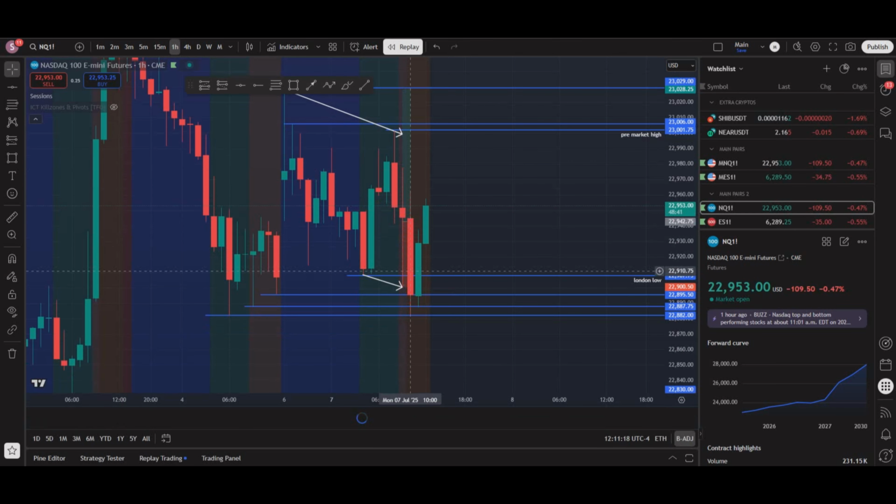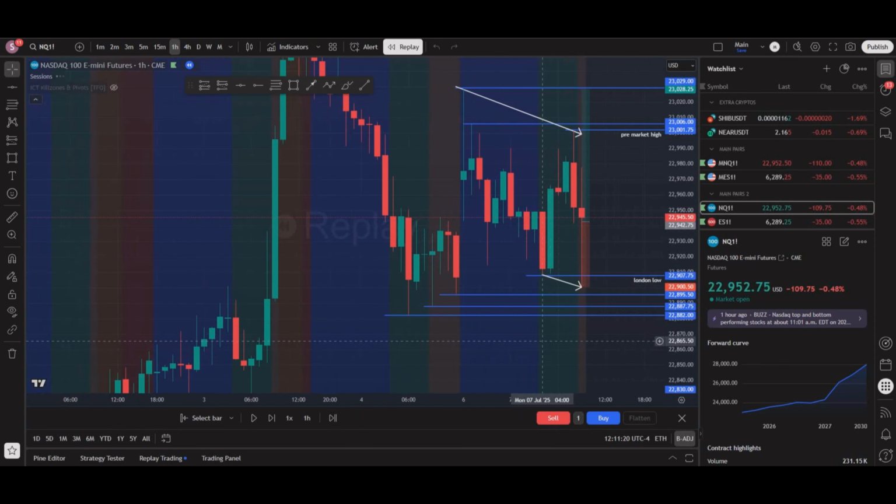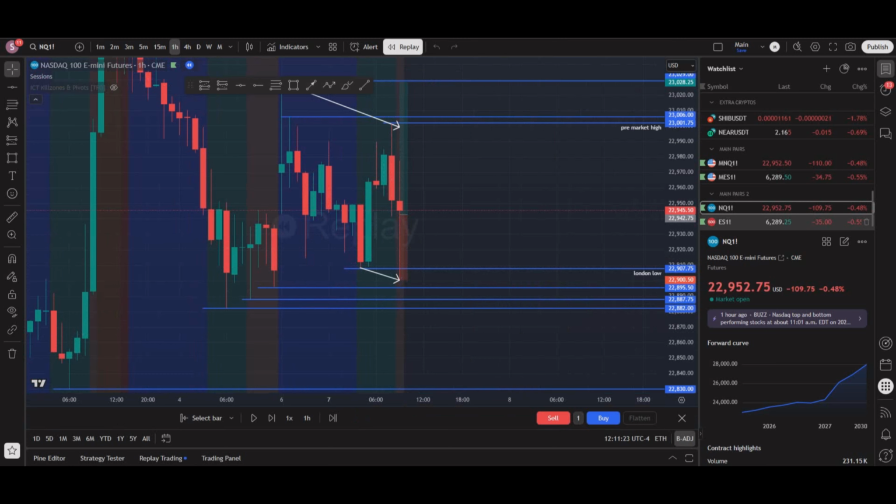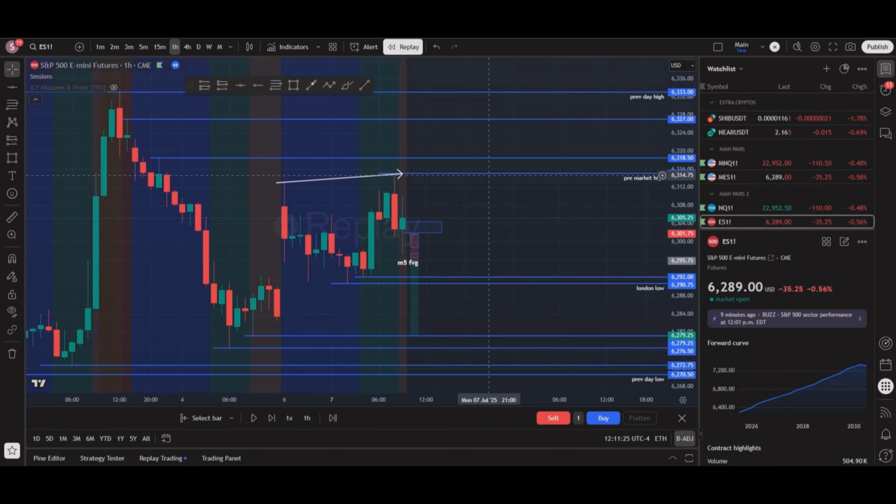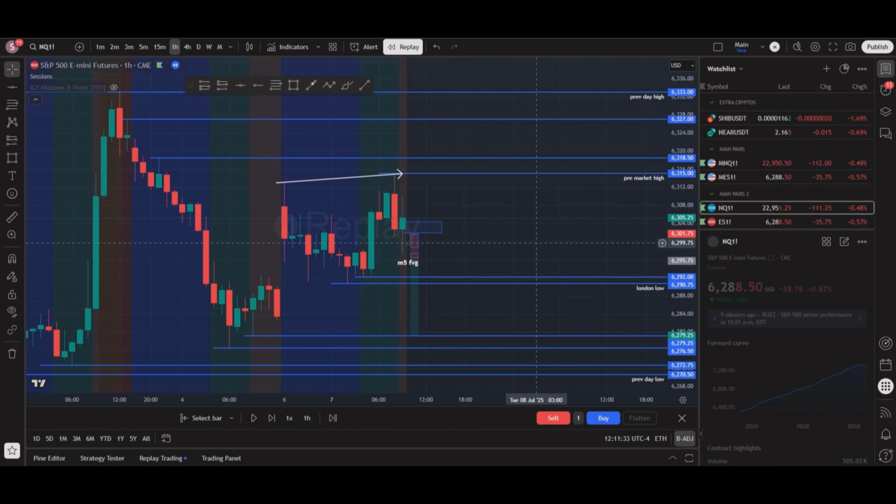So after market open, price immediately came down and swept out the London low. So from here, I noticed that we were forming an SMT. As you can see, ES was still trading higher, respecting this hourly bullish fair value gap right here. And NQ had come down and swept the London low.